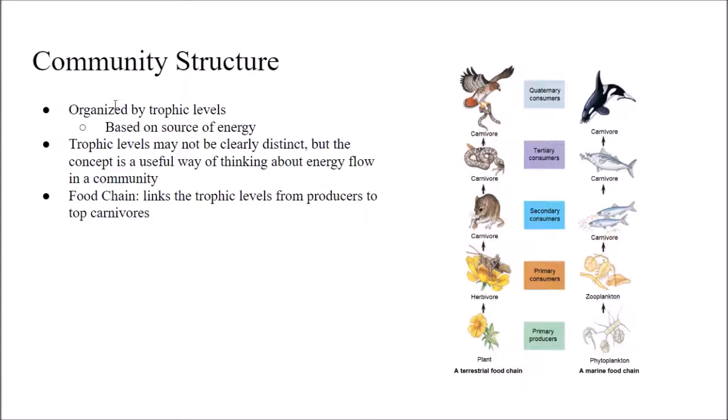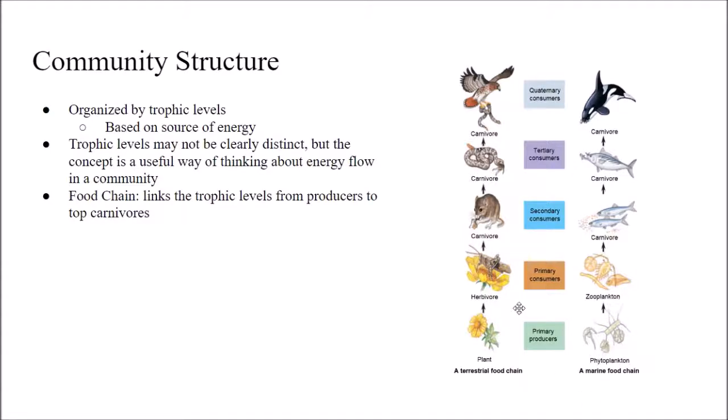So we can then move on to community structure. Community structure is organized by what we call trophic levels, and it is based on the source of energy, which ultimately comes from the plants, which derive their energy partially from the sun. Trophic levels may not necessarily be clearly distinct, but they are a very interesting, important and useful concept for thinking about the different levels within the community structure.